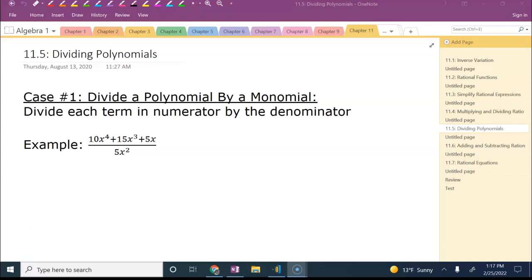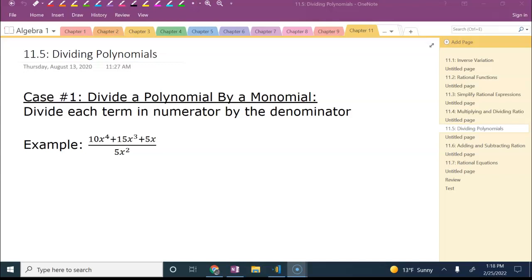Chapter 11, Section 5 is about dividing polynomials. So we're going to focus a little bit extra on dividing. We've already spent a lot of time with multiplying polynomials and multiplying monomials way back in Chapter 7. And so today I want to go over how we can divide polynomials, and there's a couple of different ways or cases that we're going to talk about.